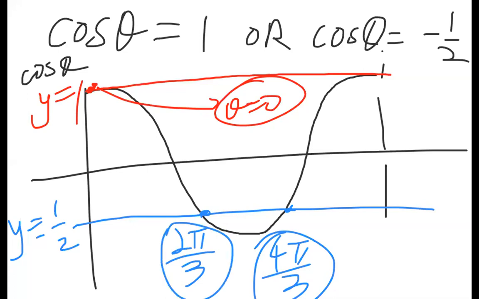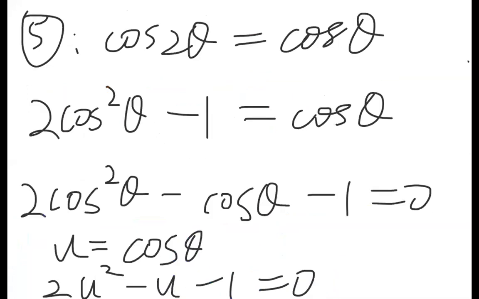All right. So all of the solutions will be the solutions for the original equation, cosine of 2 theta equal to cosine of theta. So you have theta equal to 0, theta equal to 2 pi over 3, and theta equal to 4 pi over 3.